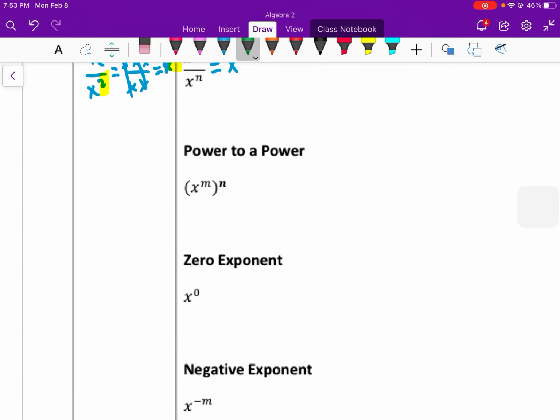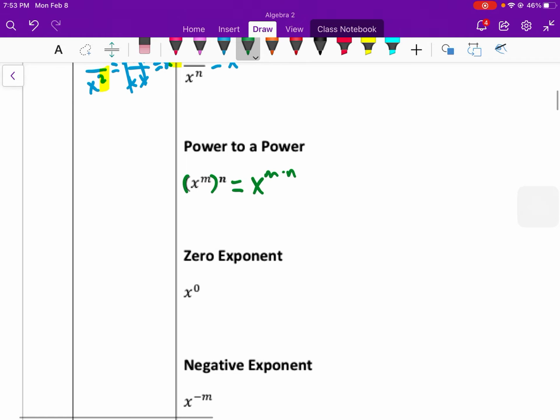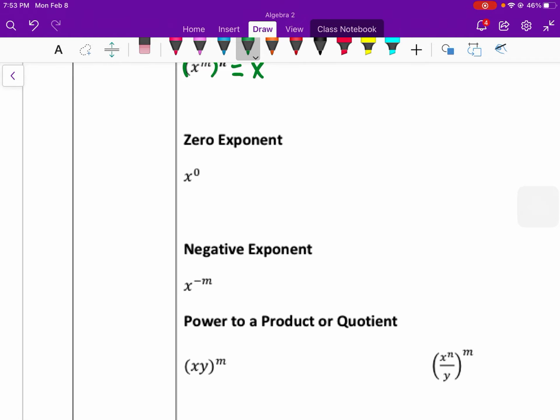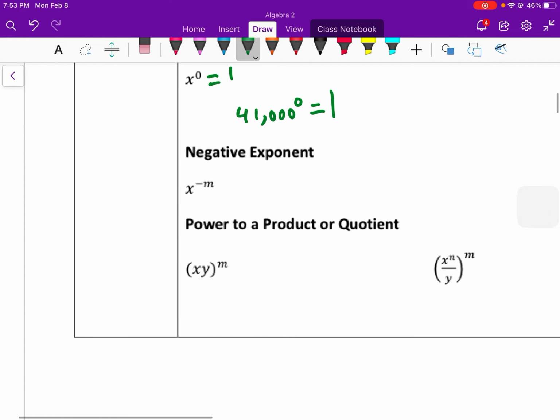Next we have power to a power. So in this case it's x to the m, and that whole quantity is then to the nth power. So now in this case it's going to be x to the m times n. The 0 exponent, so for x to the 0th power, that will then equal 1. So even if you have a really giant number like 41,000 to the 0th power, that will still equal 1.